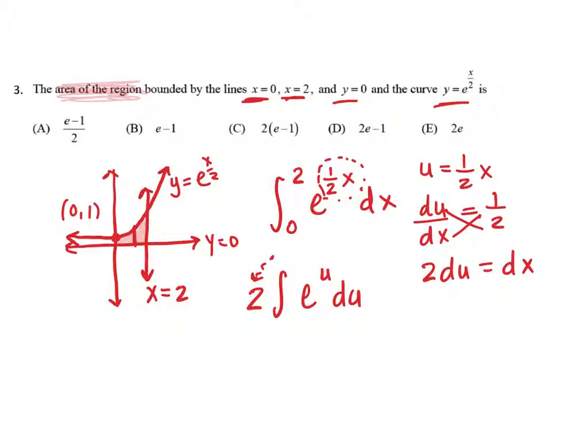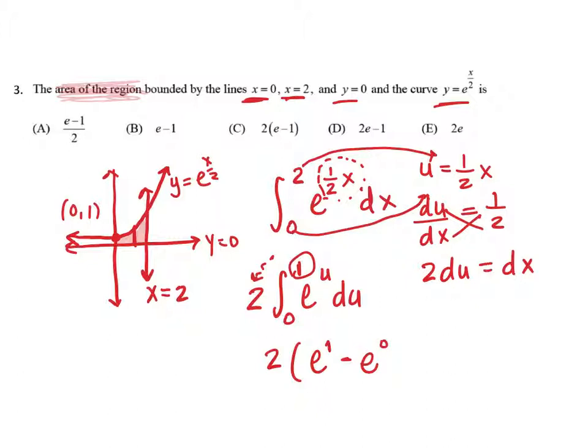Let's go ahead and adjust our endpoints. That's a good review also. Let's make those endpoints talk about u. So if I plug in 2, I'm going to get 1. If I plug in 0, I get 0. And if I integrate e to the u, I just get e to the u, right? And so then it's top exponent minus bottom exponent, or bottom endpoint, sorry.